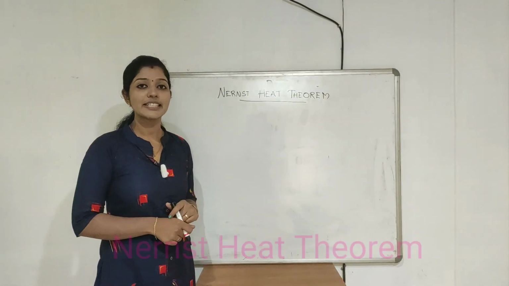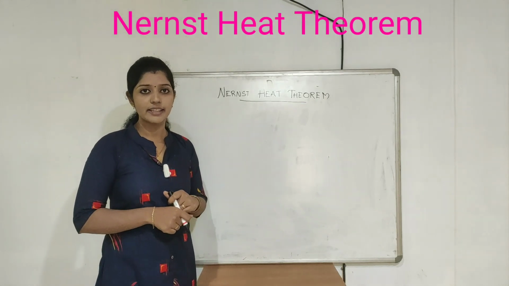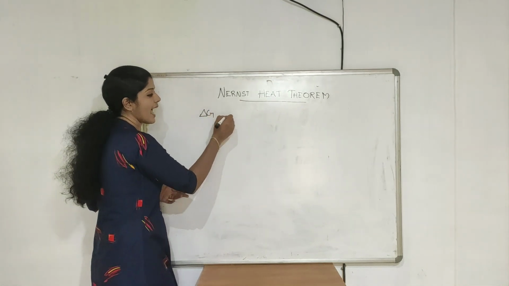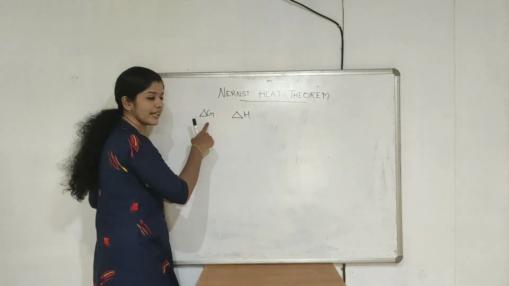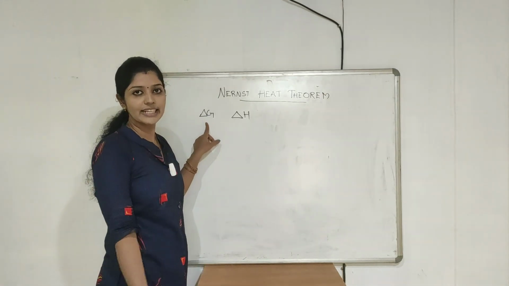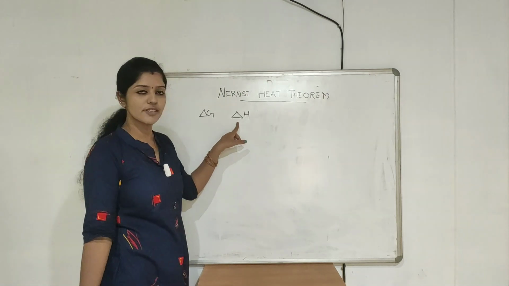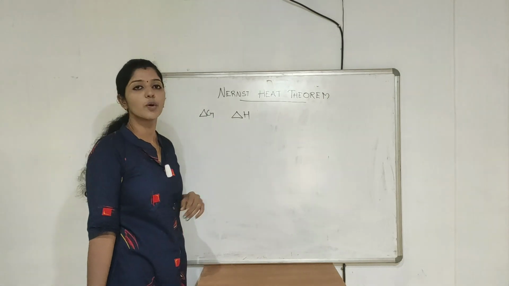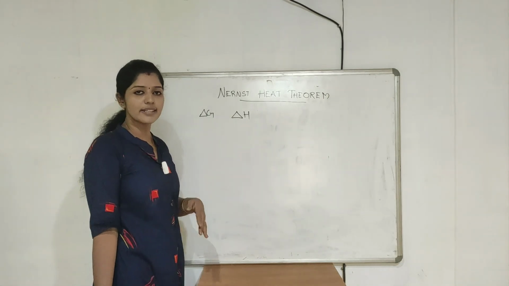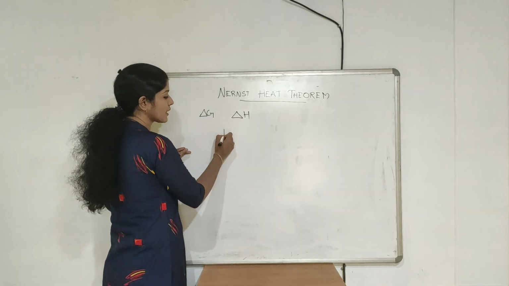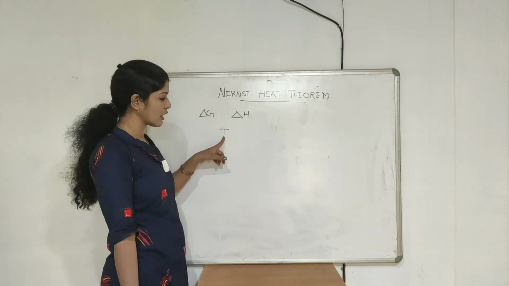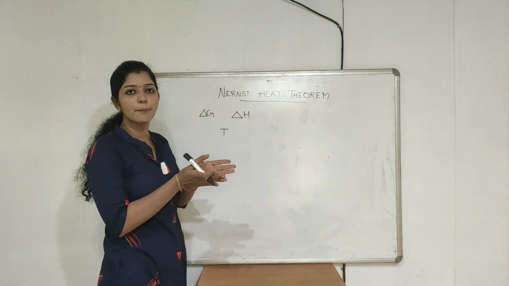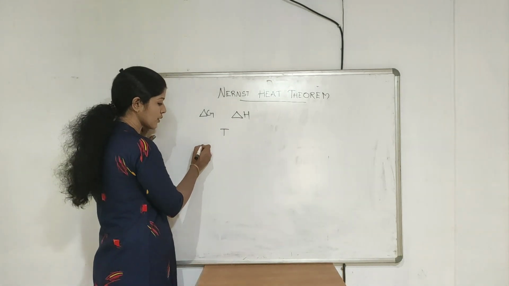First topic is Nernst heat theorem. So what is Nernst heat theorem? Nernst heat theorem says that delta G and delta H, what is delta G? Delta G is change in free energy and delta H is change in enthalpy. So delta G and delta H tend to approach each other asymptotically, that is gradually, when we lower the temperature. Okay. So when temperature is lowered, at that time delta G and delta H will approach each other, or at absolute zero temperature.